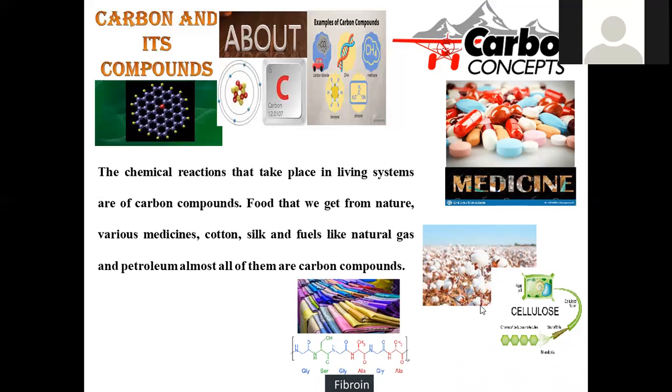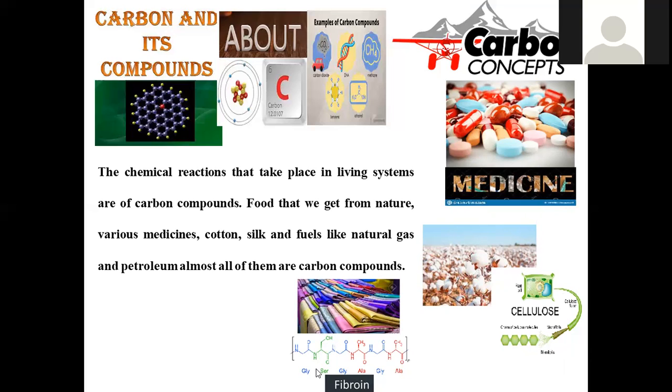And next is cotton. This is a kind of fiber, made up largely of cellulose. Cellulose is the major component present in cotton, which is the fibrous material. So it is a fiber material made up of carbon. Cellulose is the major ingredient. Cellulose is the polymer of glucose, right?